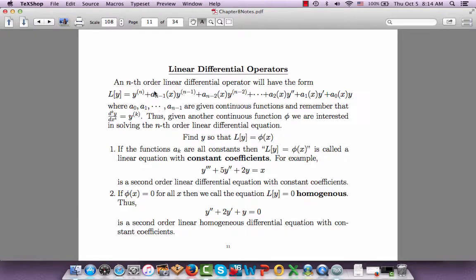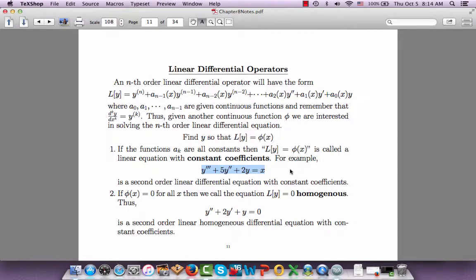So what happens? Well, if these functional coefficients all happen to be constants, like just numbers, then it's a simpler problem. And we call these problems with constant coefficients. So this is a third order linear differential equation with constant coefficients, because the coefficients on all these functions over here are just constants, 5 and 2 here, and of course the 1 for the third derivative.